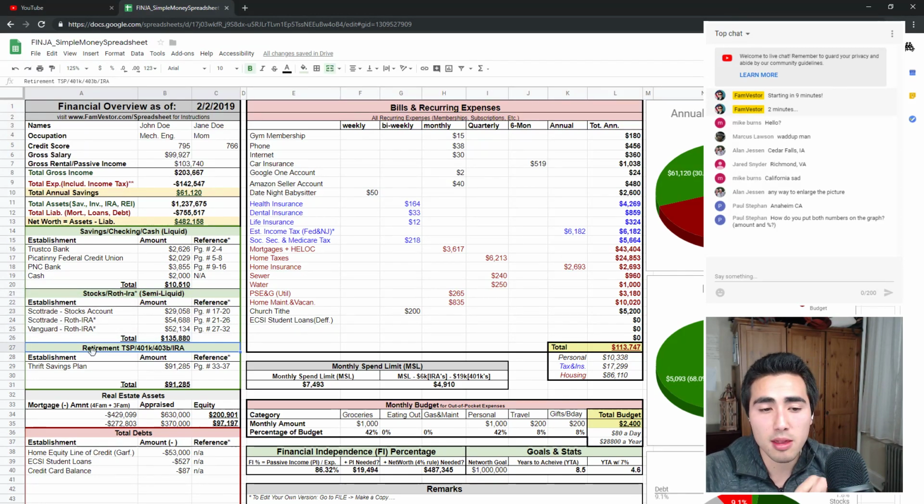And then I have retirement accounts, things that I just won't touch. So just not liquid. I could borrow from them perhaps if I wanted to.